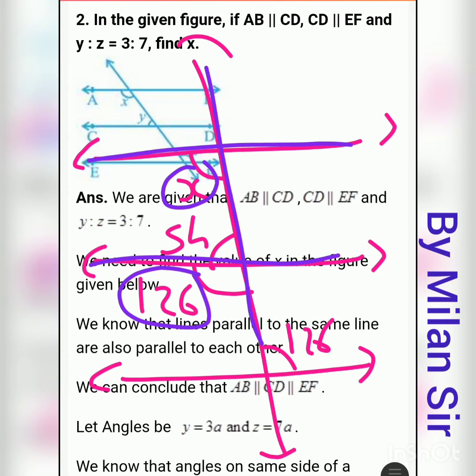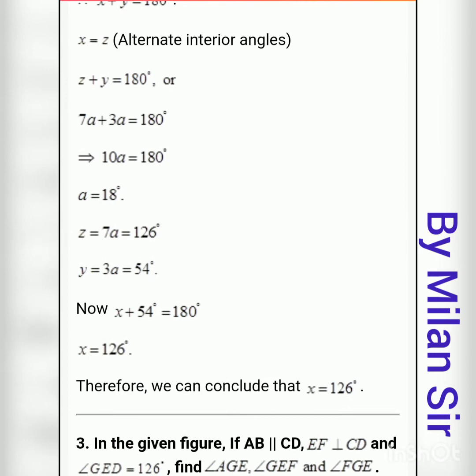We have four corresponding pairs of angles: left left, upper upper; left left, lower lower; right right, upper upper; right right, lower lower. So this is the pair on the left hand side, lower side: left left, lower lower. So x and 126 are corresponding pair of angles, and we know the rule that corresponding angles are equal. That means x is equal to 126. So from here we get the value of x: it is 126.